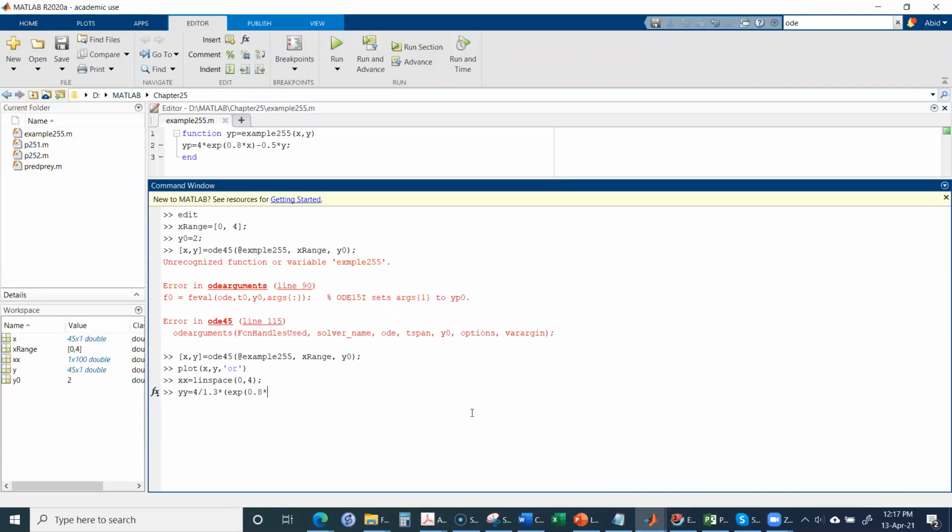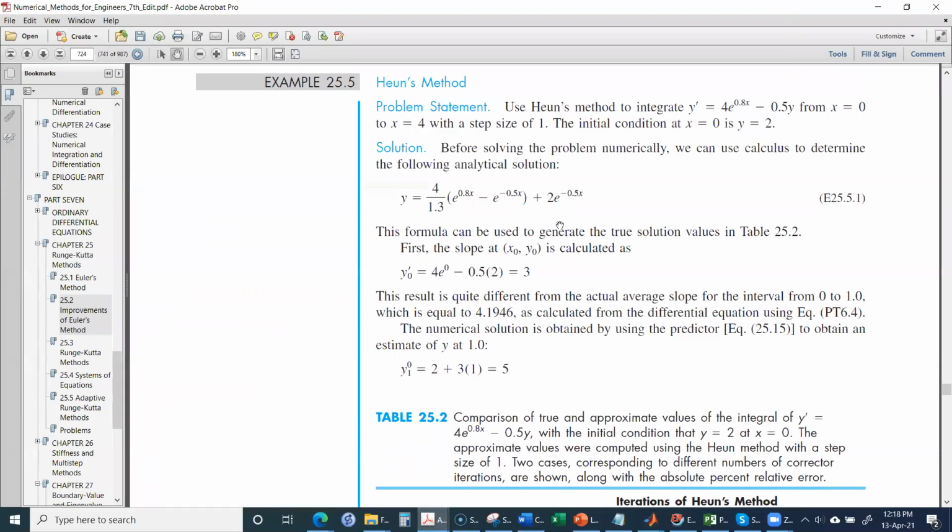0.8 times x, but in this case it's not x, it is xx. Okay, and minus exponent minus 0.5 times xx. You see, minus 0.5 xx, and then it's bracket closed, and then plus 2 over here.